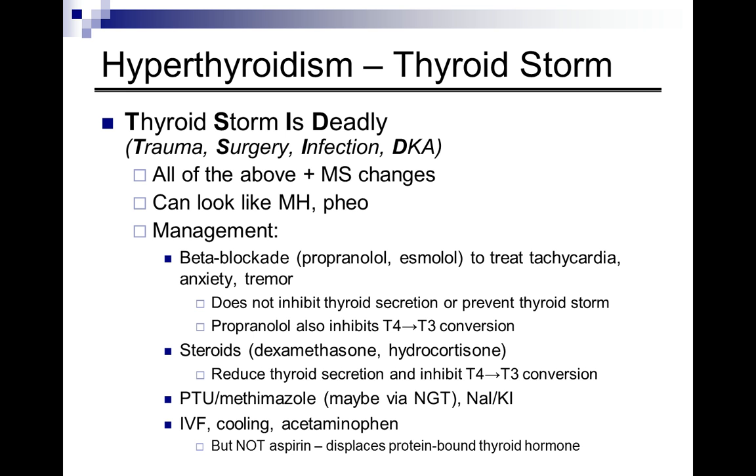Finally, other supportive care like IV fluids, rapid cooling with ice, with cold fluids, are all appropriate. Acetaminophen to lower temperature is important. And classically, we teach that you should not give aspirin to these patients because it will displace the protein-bound thyroid hormone and actually worsen their thyroid storm.